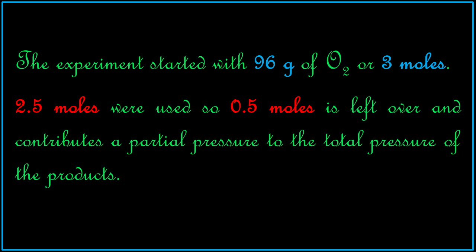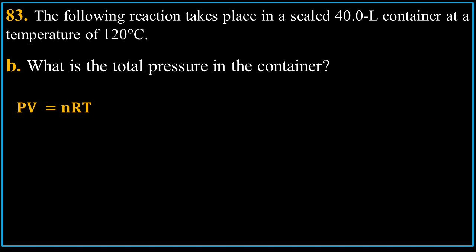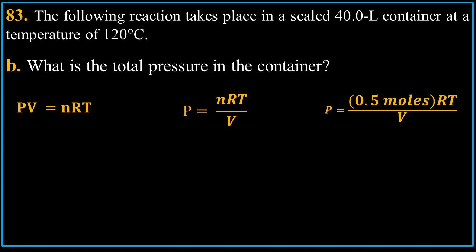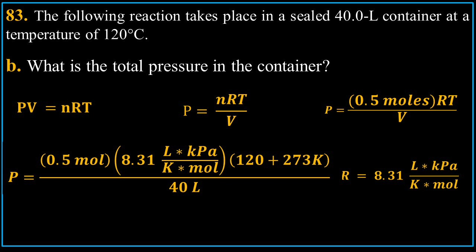So now what? The experiment started with 96 grams of oxygen, or 3 moles. 2.5 moles were used, so 0.5 moles is left over. So I want to find the partial pressure of the 0.5 moles of the oxygen. I'll just let this play out. See if you can get this. And that's the partial pressure of oxygen.